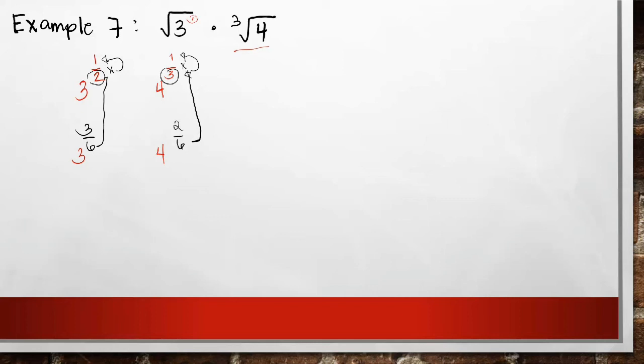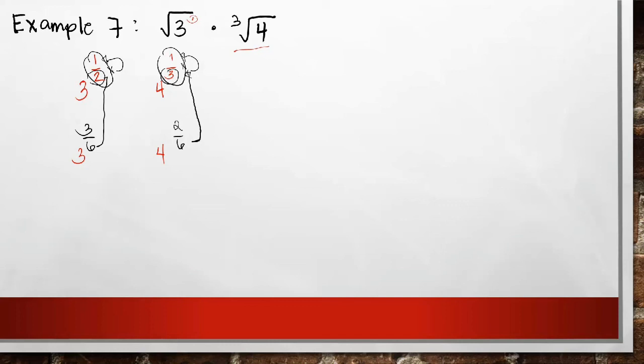If you're going to ask whether 3 over 6 and 2 over 6 can be simplified, yes, it can. But if you simplify it, your answer will be 1/2 and 1/3. Therefore, we are not simplifying it, because 1/2 and 1/3 don't have the same denominator. And if they don't have the same denominator, and we convert them into radicals, then they don't have the same index.